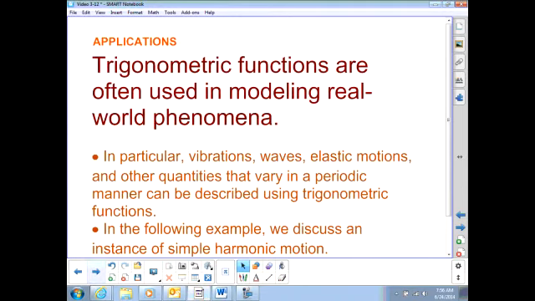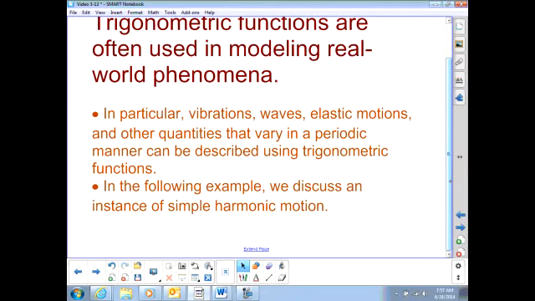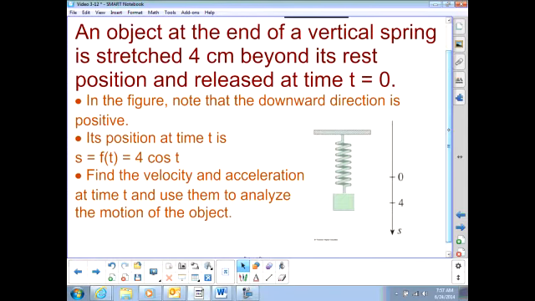So trig functions can be used to model different things with vibrations, with waves, different elastic motions, anything that is periodic in nature. What we mean by periodic is it keeps repeating over and over again. The example we're going to look at is when you have a spring. So we're going to have a vertical spring that's stretched 4 centimeters beyond its natural length, and it's going to be released at t equals 0.